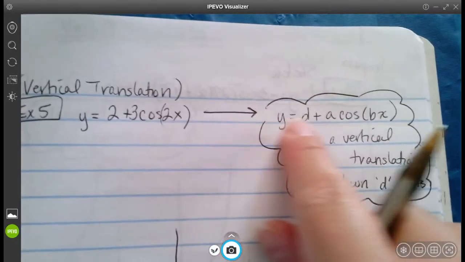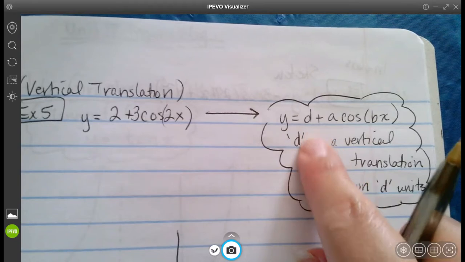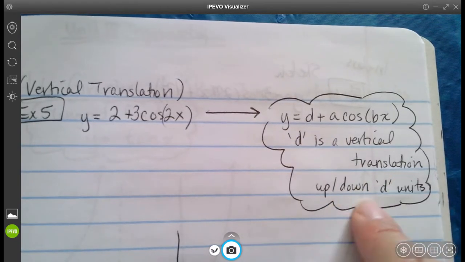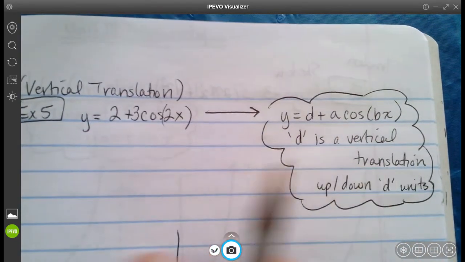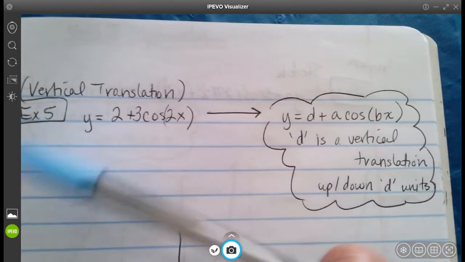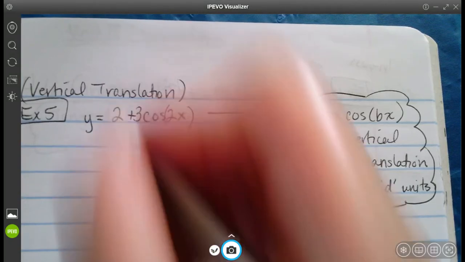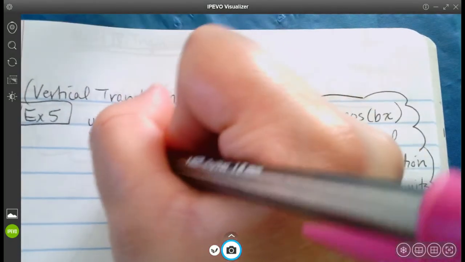Okay, so there's a note here that if we do have a D, which is our vertical translation, it's a vertical shift or translation up or down that many units. So basically we do the same thing, but now we're going to move our graph up or down. Okay, so right here, right away, I know that just by looking at this, there's an amplitude of 3.